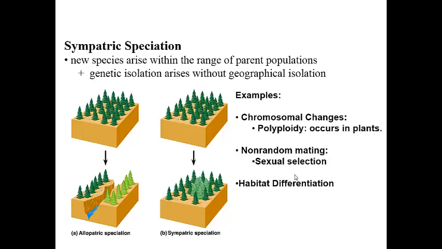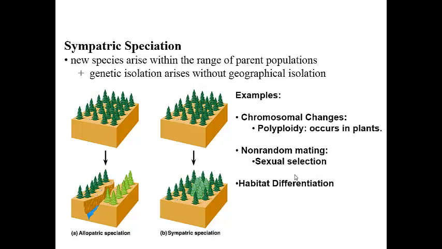Scientists believe that about 80% of all plant species have been created through these chromosomal changes. Some common plants that have been created through polyploidy are plants like oats, cotton, potatoes, tobacco, and wheat.